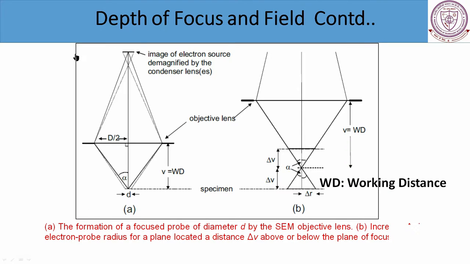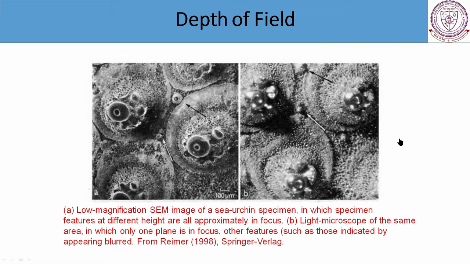So in the next slide, this concept of depth of focus and the field is illustrated. The most important thing is that there is something like working distance that I have shown you: between the specimen stage and the microscope objective lens, there is a distance, right? I have shown you in the scanning electron microscope, this is the specimen stage. So there is a distance known as the working distance, and it is this working distance that we vary for getting better depth of focus.